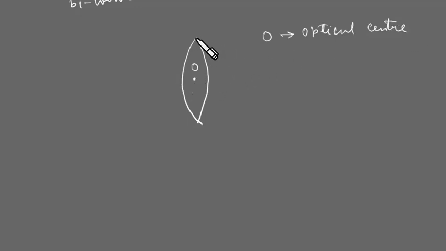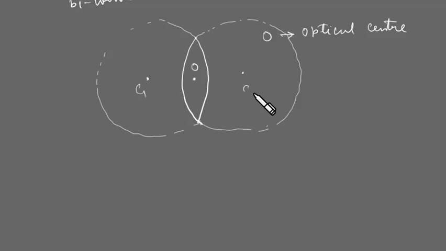Now because the two surfaces are part of a sphere, let's say this is one of the spheres and this is the other one. Two spheres must have centers. Both the spheres must have a center. Let's say this is C1, this is C2. So OC1 is the radius of curvature R1 of one of the spheres, and OC2 is the radius of curvature R2 for the second sphere.